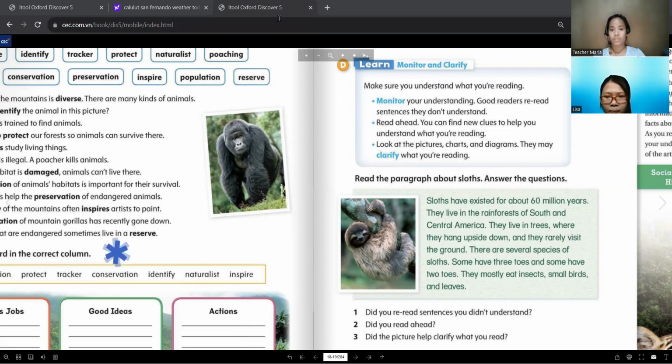Now, let's try this one. Here is the paragraph about sloths. Can you read? Sloths have existed for about 60 million years. They live in the rainforests of South and Central America. They live in trees where they hang upside down and they rarely visit the ground. There are several species of sloths. Some have 3 toes and some have 2 toes. They mostly eat insects, moss, and leaves.